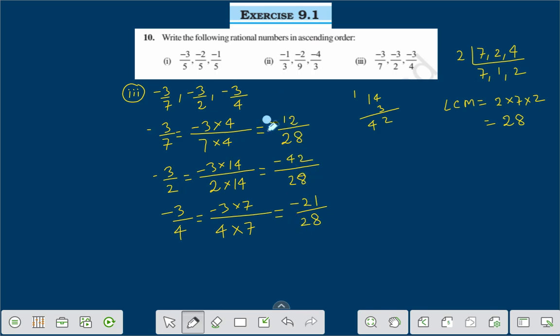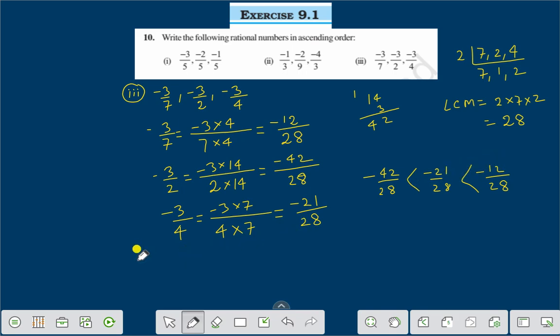Now, if we compare all the numbers, here you see that the least number is minus 42. Minus 42 by 28 is the least, because minus 42 is less than minus 21 by 28, and minus 21 by 28 is less than minus 12 by 28. Why? Because all the denominators are same, and minus 42 is on the left side of these numbers, and minus 21 is on the left of minus 12, right? That means less. Minus 12 is on the right of minus 21, that is greater.